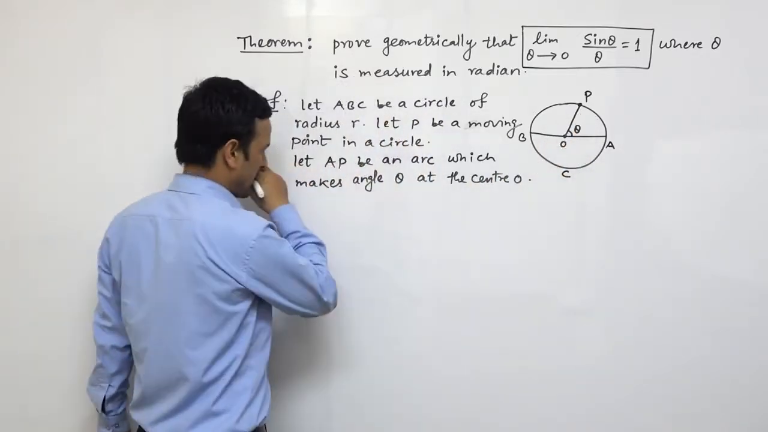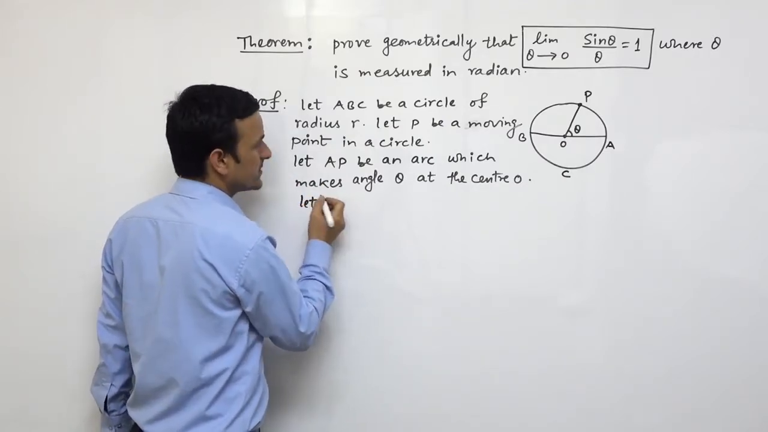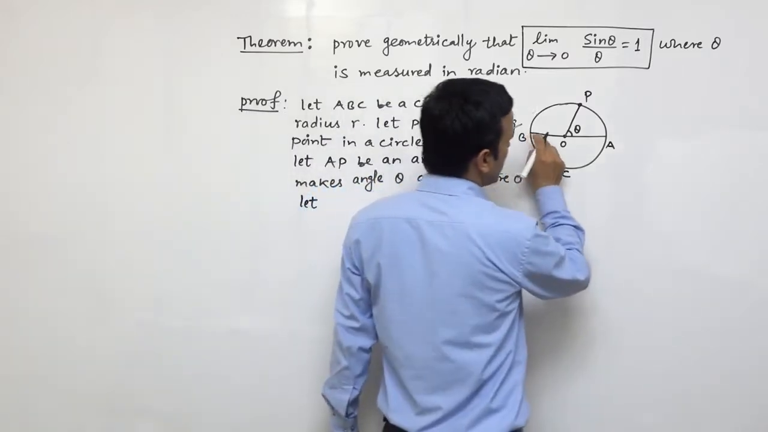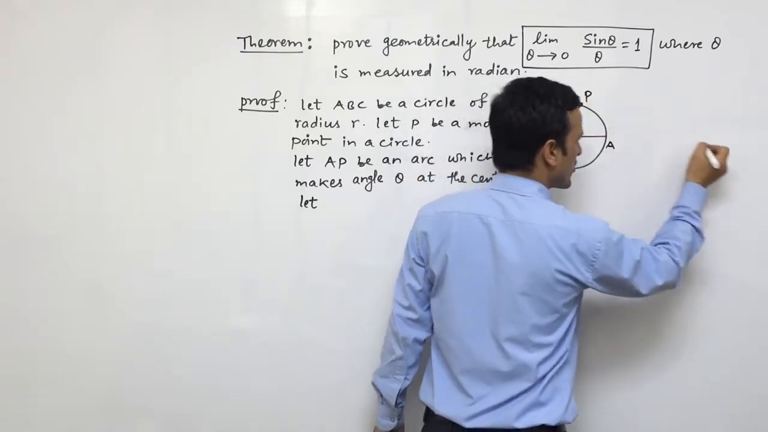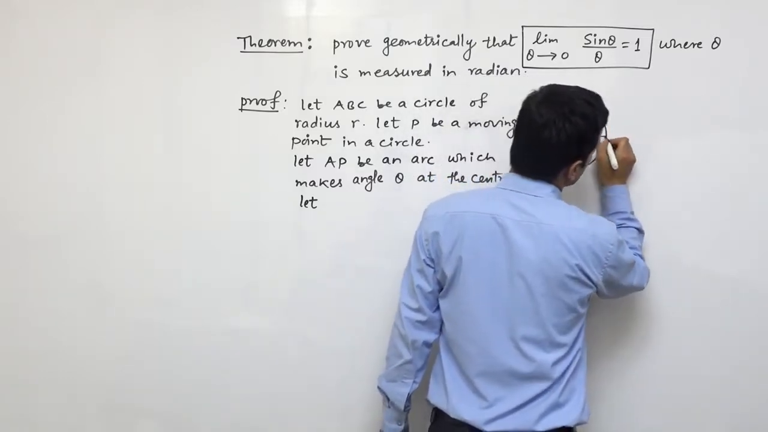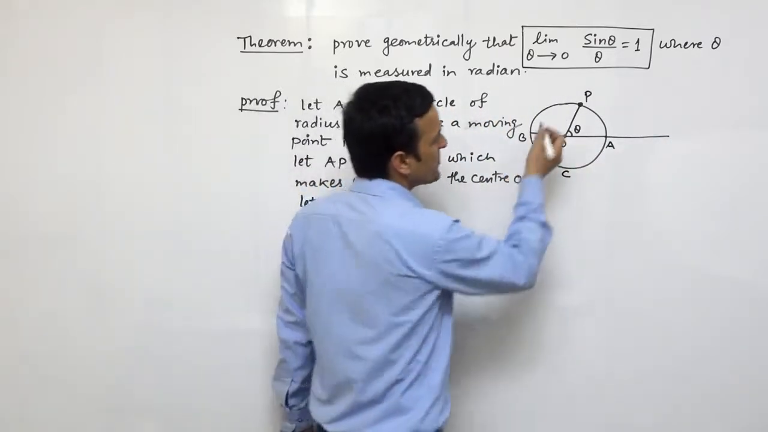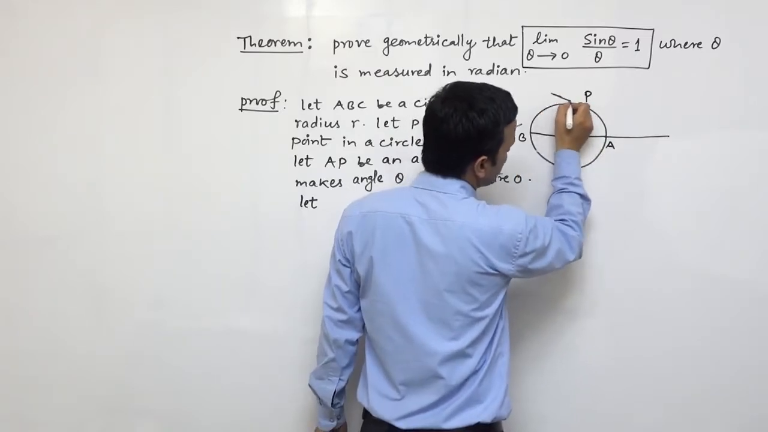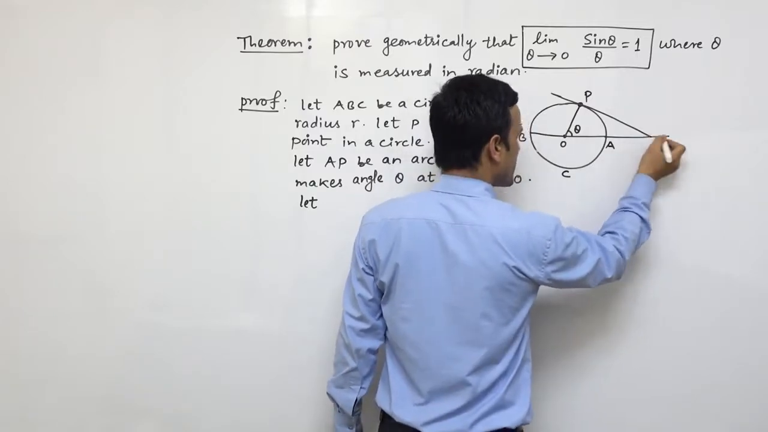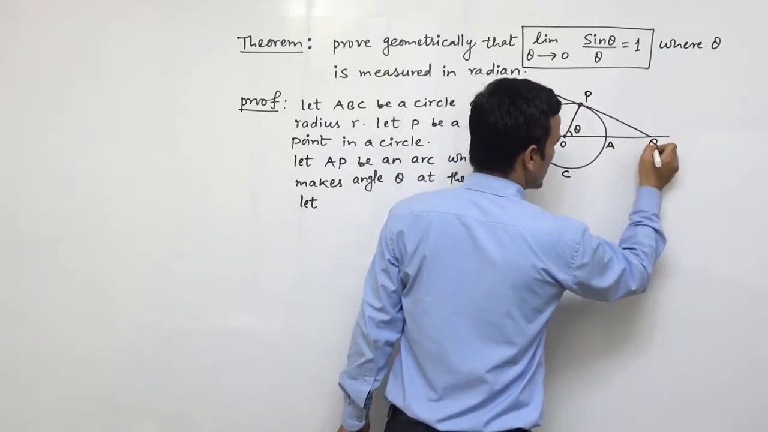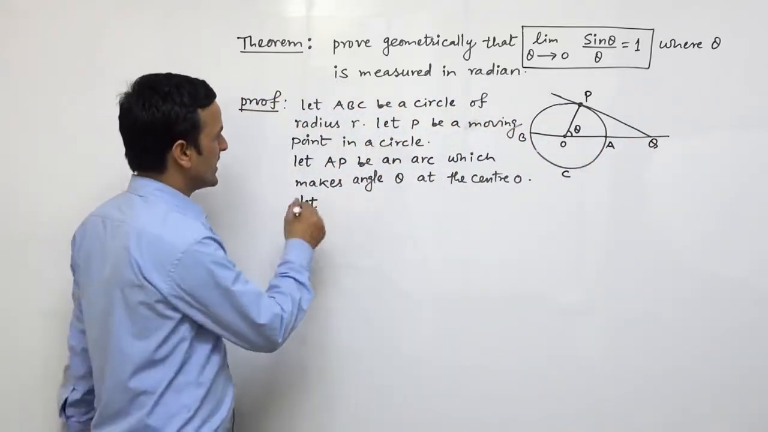Now let BA be produced, and at point P we draw a tangent. For that we produce the side BA in this way. So produced BA, and from this point we can draw a tangent like this. This is the tangent. The meeting point of this line is Q. So this is another tangent at this point.